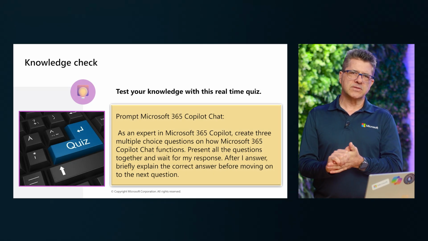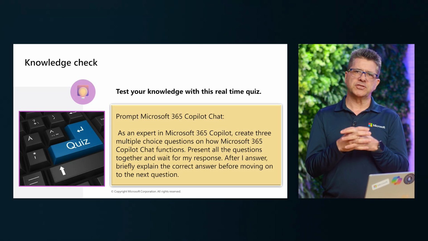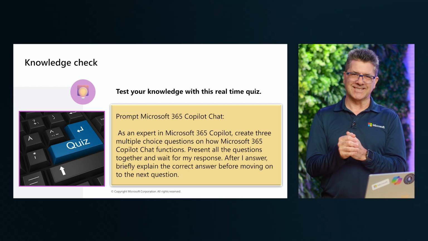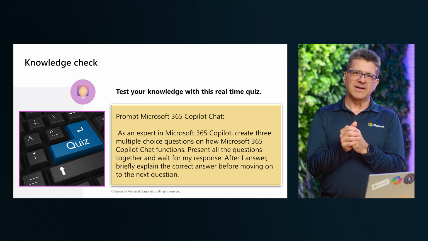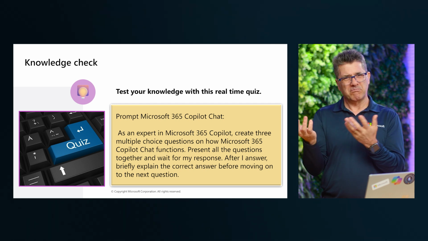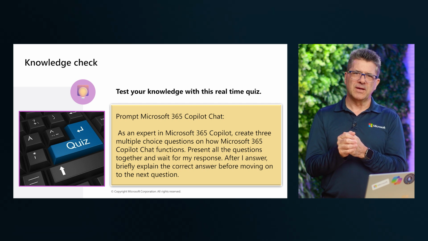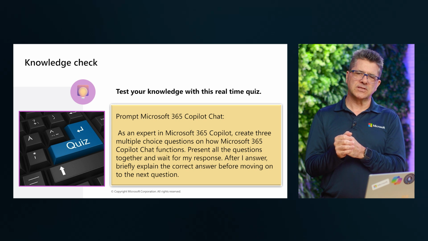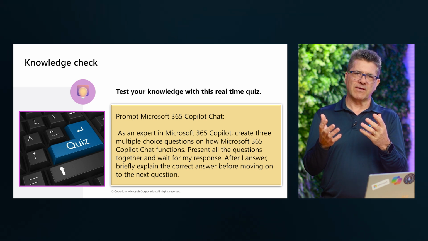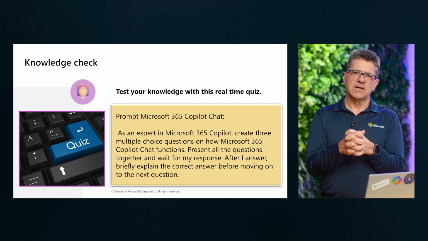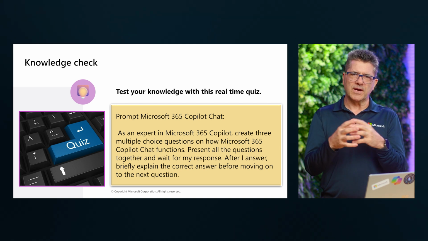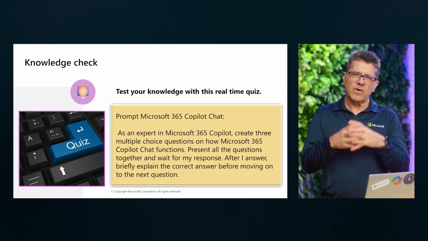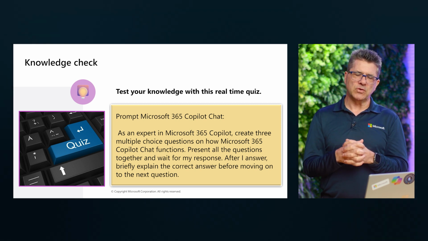And to close this module number 7, we have the knowledge check as well. In this knowledge check, we're using Copilot Chat, exactly. And we want this to be in work mode, or if you want, it can also be in web mode. But you are going to ask Copilot to generate 3 multiple choice questions using Microsoft 365 Copilot chat functions. Present the questions maybe one at a time, right? Wait for your answers, and then ask the next question. Great way, again, for you to enhance your knowledge.